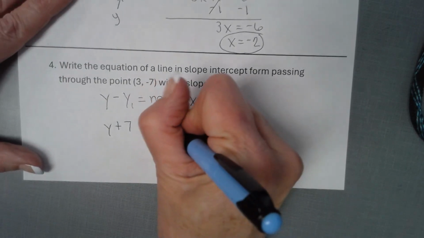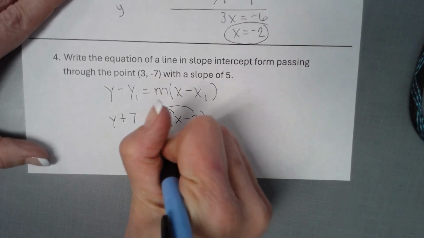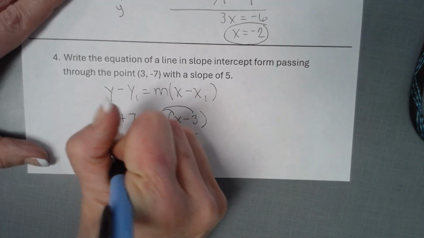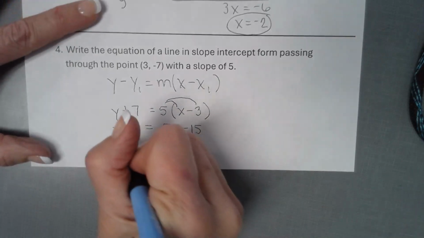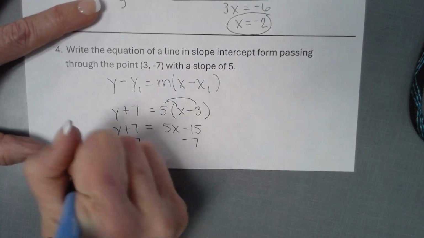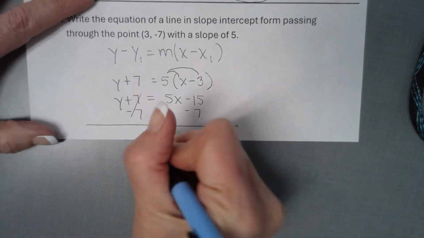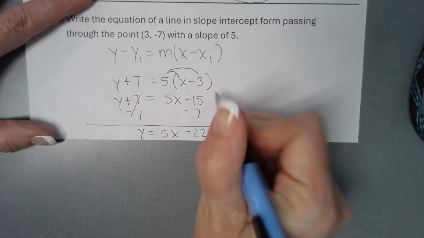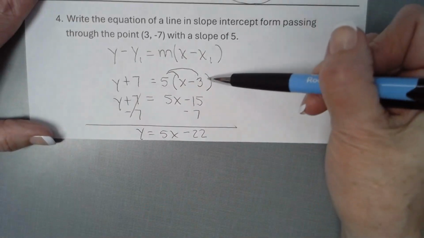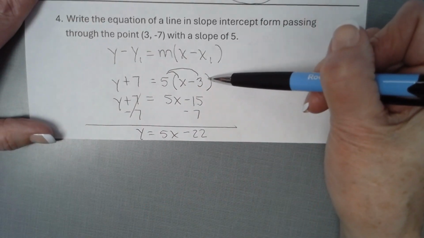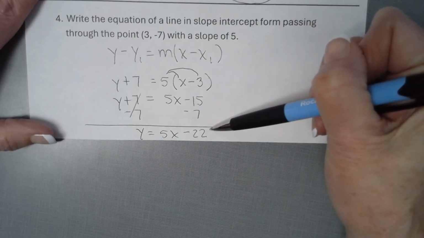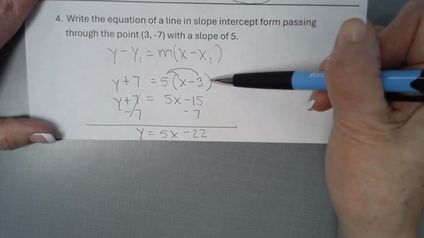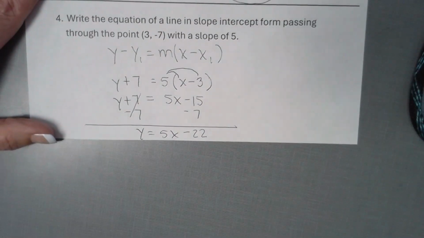All right. We're going to distribute, and we get 5x minus 15. I'm going to bring down the left-hand side. And now we're going to subtract 7 on both sides. And we get y equals 5x minus 22 when I combine. So notice we started out in point-slope form and then converted to slope-intercept form. These represent the same line. This is in point-slope form. That's in slope-intercept form. Question?